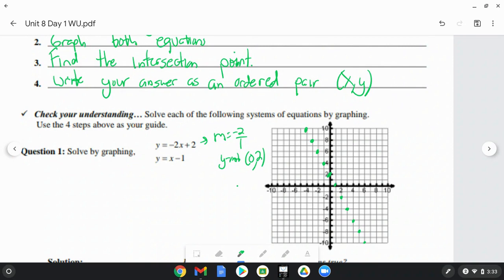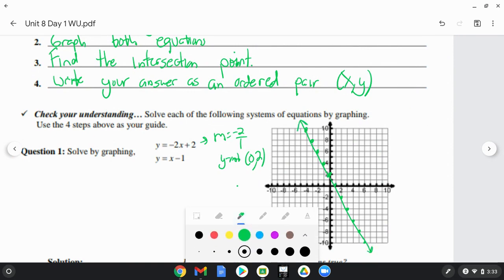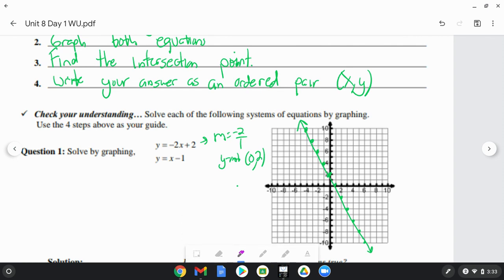So now that is my first line. I'll do my second line in purple so it's easier to see. So that slope is 1/1, and that y-intercept is 0, -1. So we go to 0, -1, we go up 1/1, and it looks like I can already see where they overlap onto each other, right? Hopefully you guys can see.